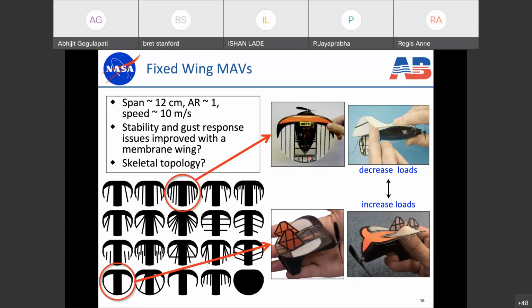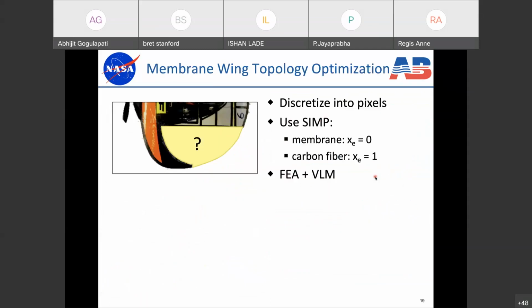The batten reinforced wing has load alleviation. It will decrease air loads, whereas the perimeter reinforced wing will have load augmentation. It'll actually increase the loads. So these are designs that we liked, and what we wondered to ourselves is if we could use formal numerical topology optimization to find structures which outperformed our two extremes here. If we could find the optimal topology of the carbon fiber structure embedded within that membrane skin, which would outperform these two designs. And so the way that we did this is shown here.